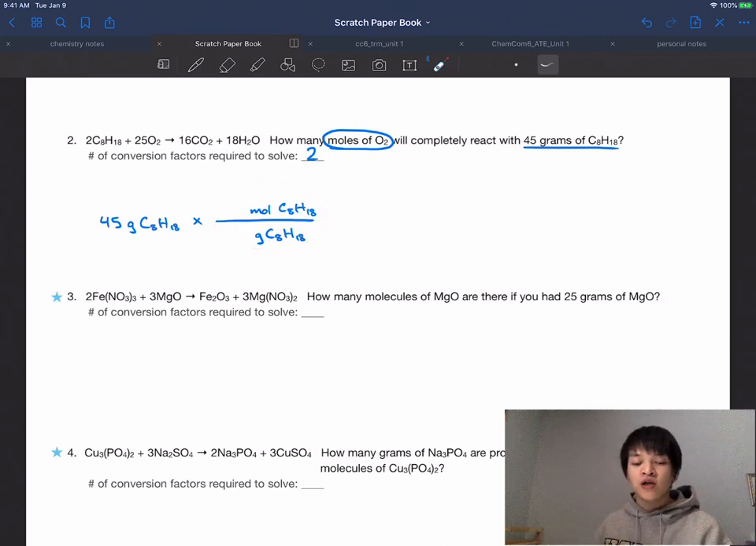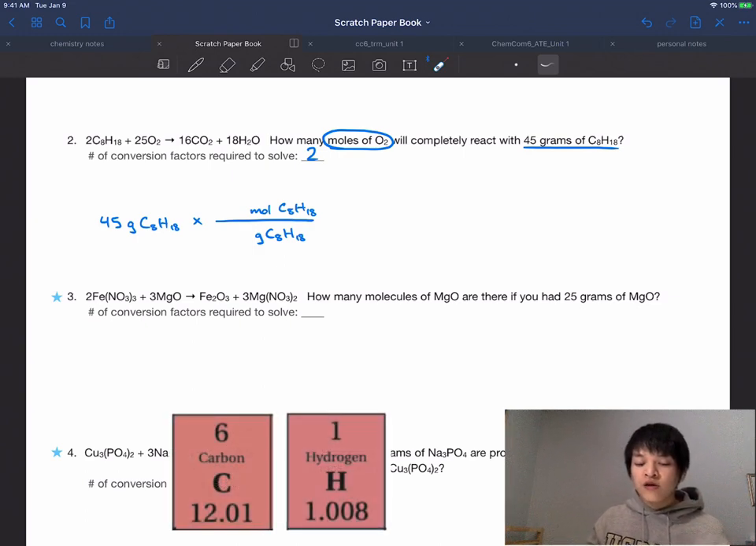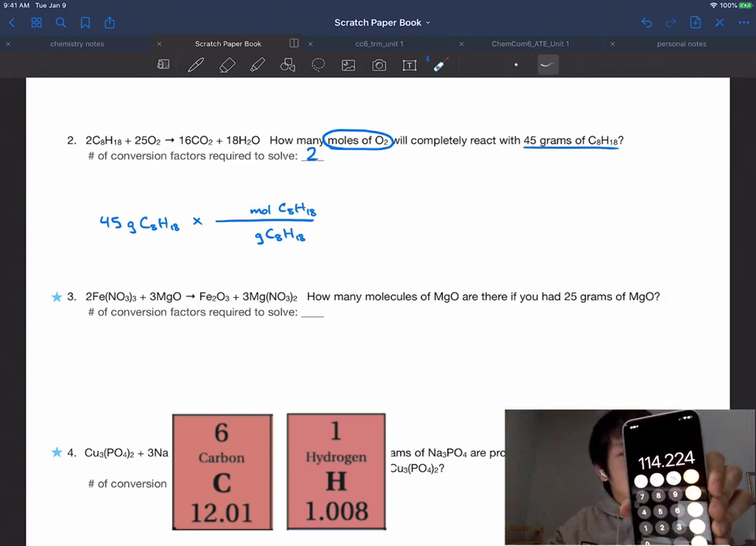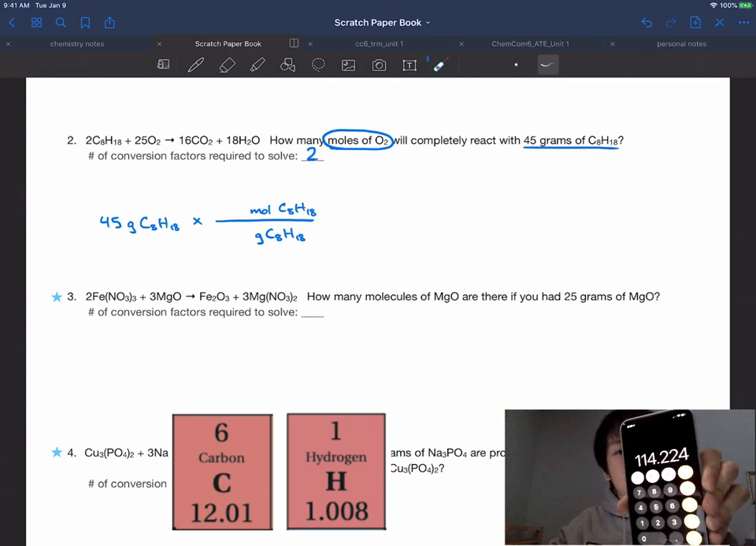Our first conversion factor, again, is a molar mass, and that means we have to look at the periodic table to get the numbers. We have to figure out the molar mass of carbon and hydrogen, and there are 8 carbons and 18 hydrogens. So let's add them up. What you should get is about 114. There's about 114.224 grams of C8H18 for every 1 mole of it.